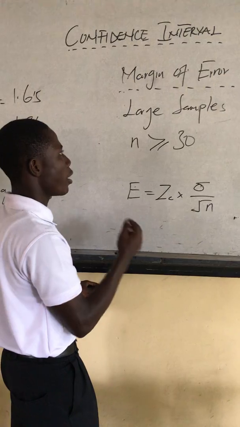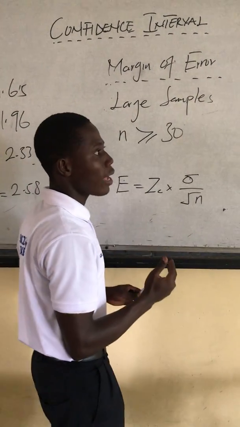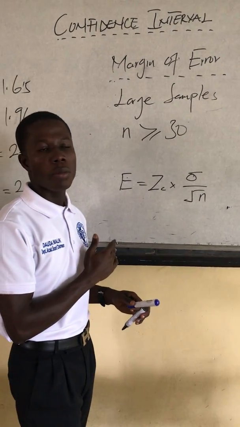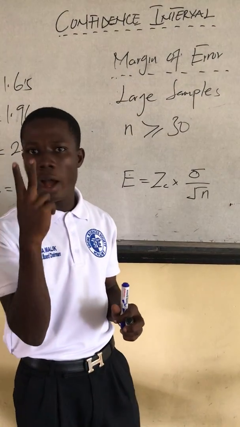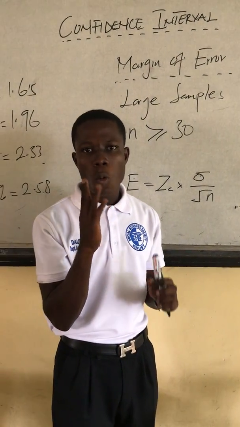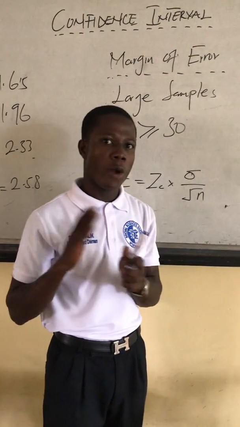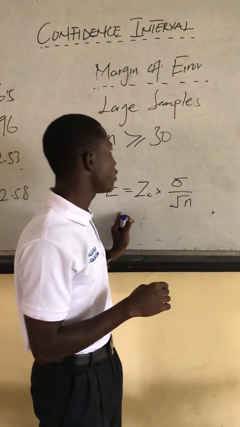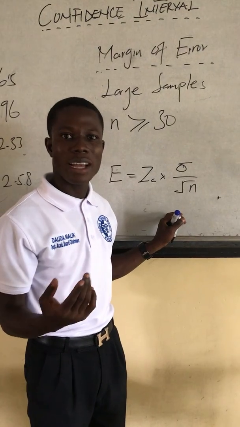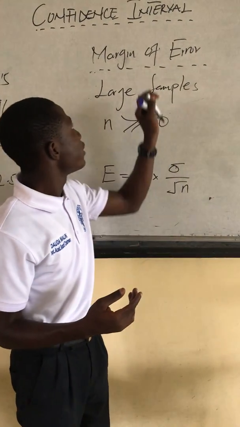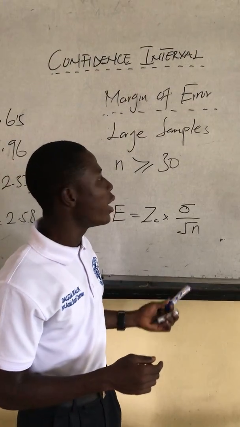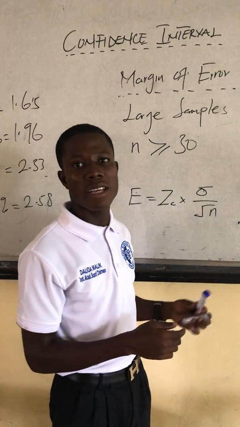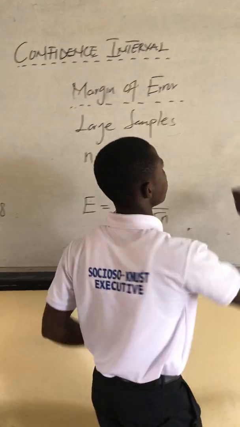And with the margin of error, we have an interpretation of the margin of error. Because whenever you are solving for confidence interval, you have to get two answers, one on your left side and one on your right side. So it's through the interpretation of the margin of error that helps us understand the answers derived for the confidence interval.